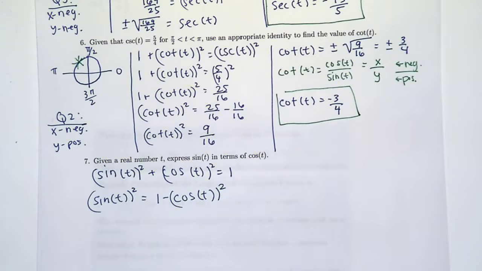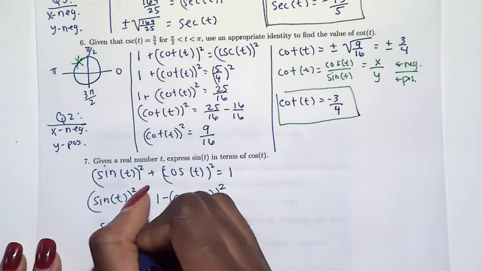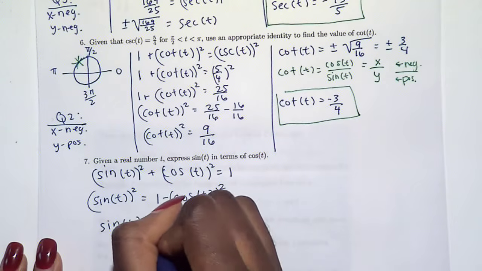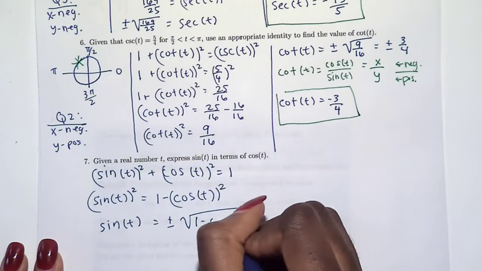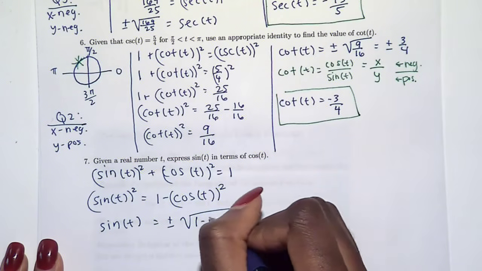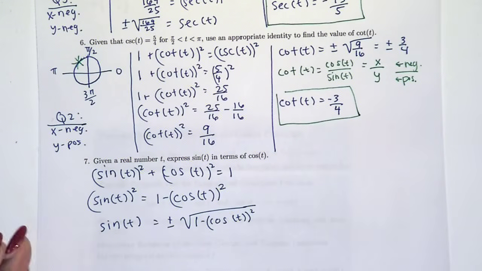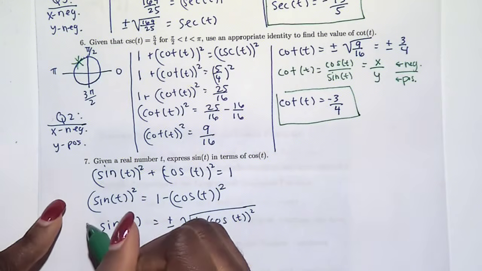Now our only goal is to solve for sine of t. So we need to take the square root, remembering it could be plus or minus. And that is all. We have rewritten sine of t in terms of cosine.